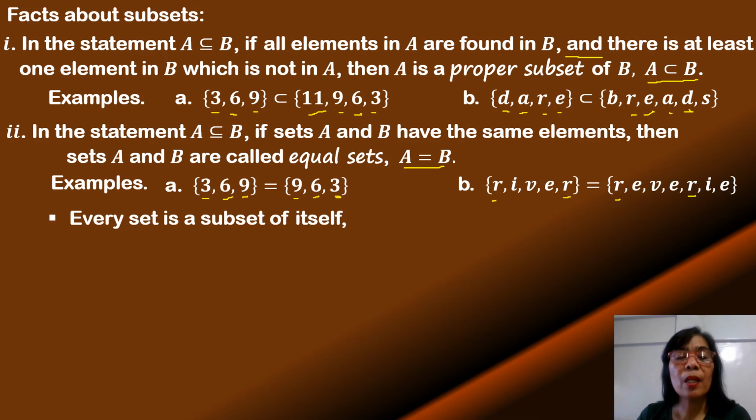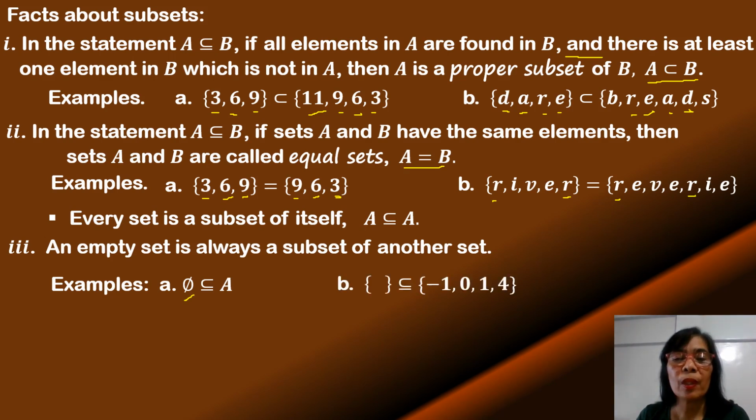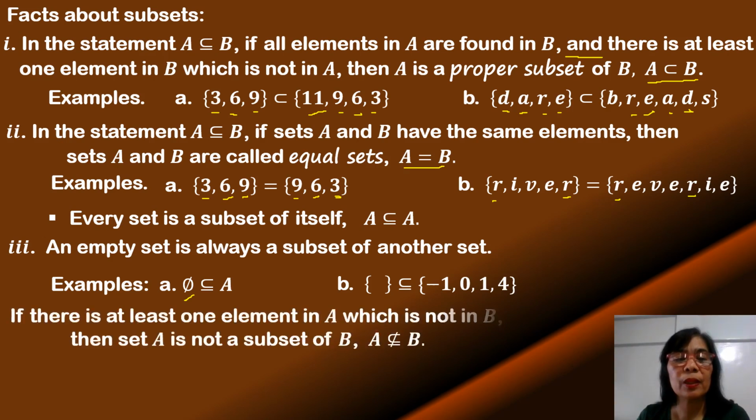That is why we say in any set, every set is a subset of itself. So we have here A is a subset of A because they are actually equal sets. Then the third is, an empty set is always a subset of another set. Take note of the symbol for a null set. This is a set which is always a subset of any other set. Okay, we have an empty set is a subset of another set.